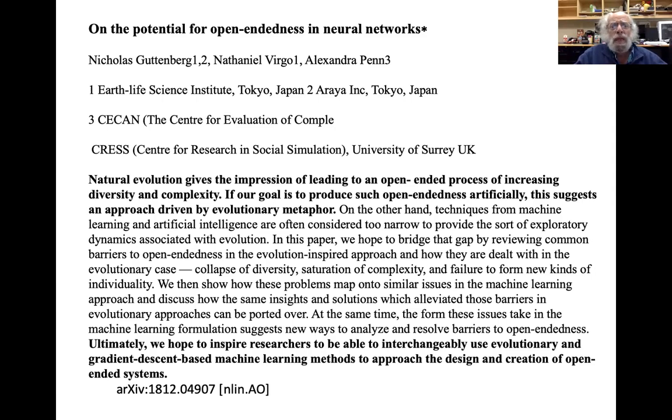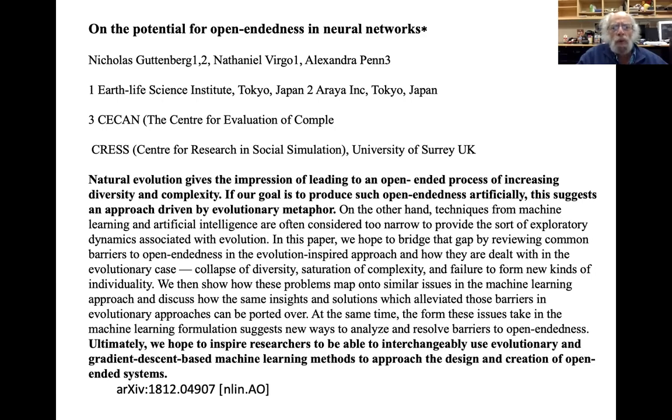So there is now a large group of people in artificial life that are trying to study artificial evolution in deep learning networks, playing them off against each other, etc. And so they're running into the problem of the potential for open-ended evolution. Natural evolution gives the impression of leading to an open-ended process of increasing diversity and complexity. If our goal is to produce such open-endedness artificially, this suggests an approach driven by an evolutionary metaphor.